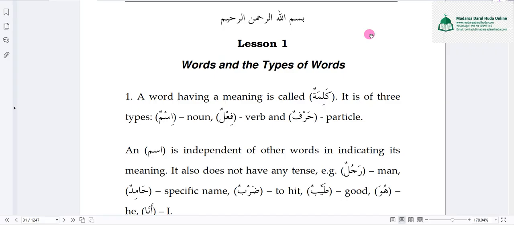And the method I have selected to continue with you is first I will read the whole book. I will not explain anything in between. First I will read and then I will summarize the whole chapter for you in notes in a simple format.